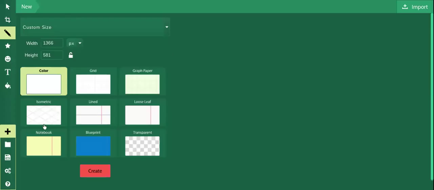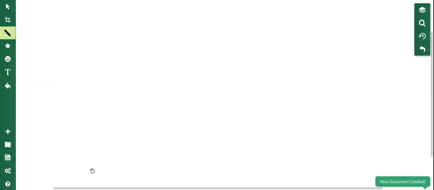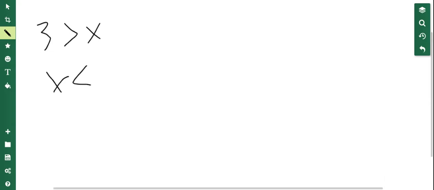So let's look at one more example, such as 3 is greater than x. So here we could say, I wrote it backwards, but x is this way. We'll write it that way. X is less than 3, right? Or 3 is greater than x.